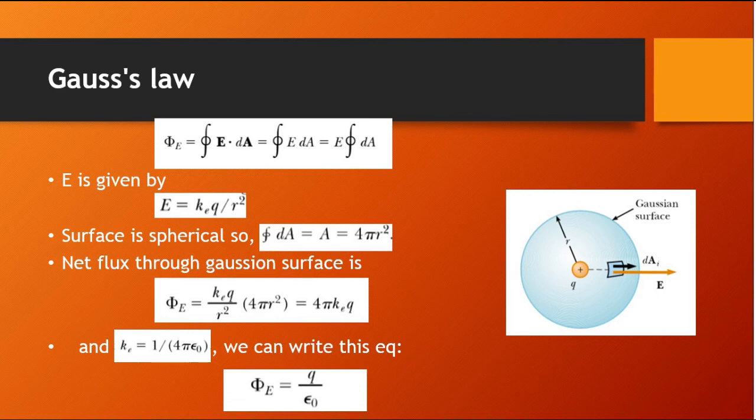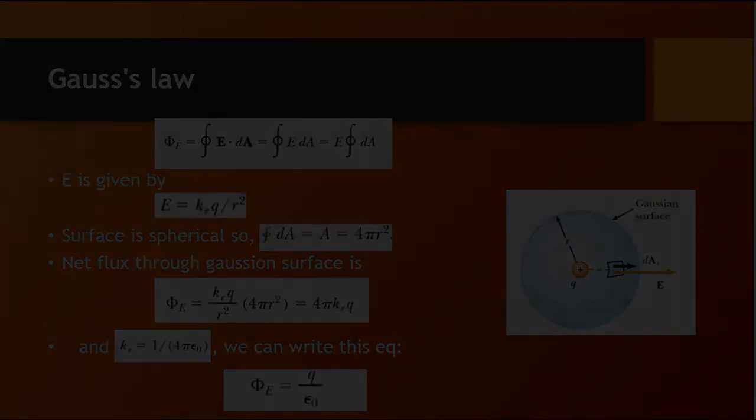Note that the flux through the spherical surface is proportional to the charge inside. The flux is independent of the radius r because the area of the spherical surface is proportional to r squared, whereas the electric field is proportional to 1 divided by r squared. Thus, in the product of area and electric field, the dependence on r cancels.